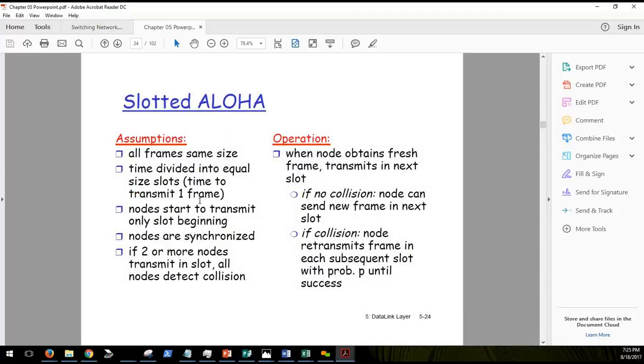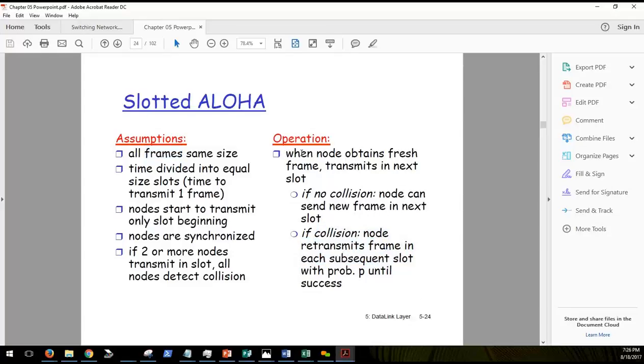All right, so anyway, nodes are synchronized. In other words, all the nodes know the beginning of each slot so that when they are given access to a slot, they can start filling that slot with the frame that they have to transmit. If two or more nodes, however, transmit in a slot, all the nodes then detect the collision. And then there's going to be some kind of recourse in the event that the collision happens. And we're going to talk about that over here.